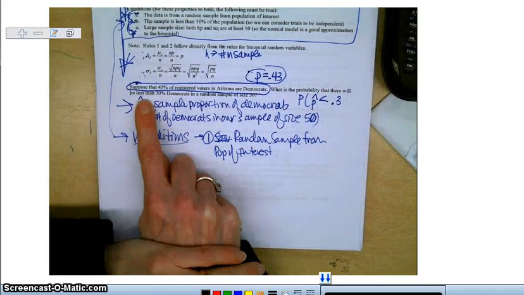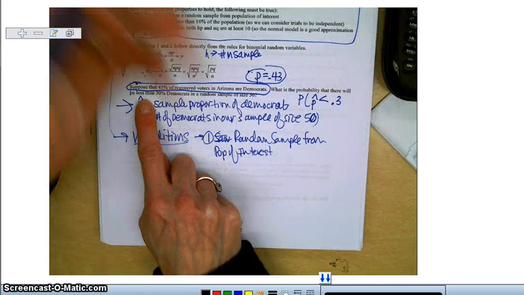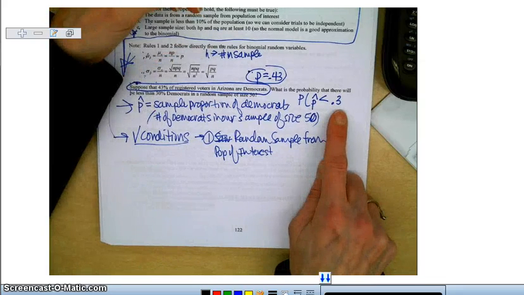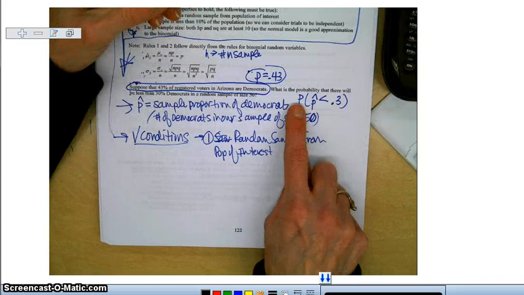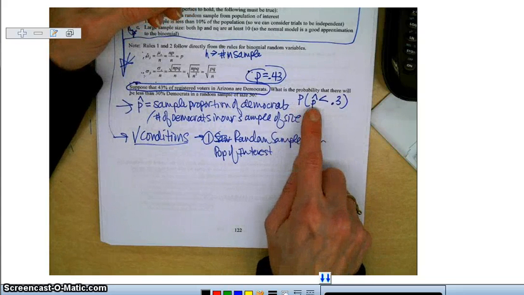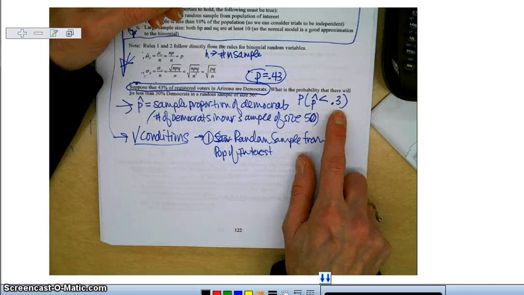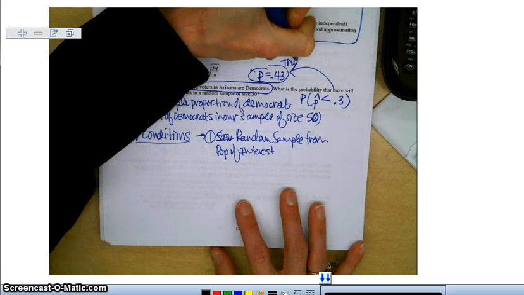You could write 30 over 100, or you could write 3 over 10. Usually we just use decimals. Don't you like decimals better? So we're trying to find this probability: the probability that in my sample I get fewer than 30% of the people are Democrats, knowing that this is the true proportion.